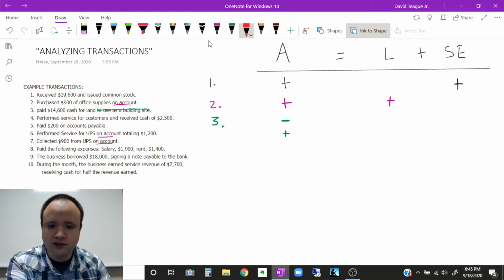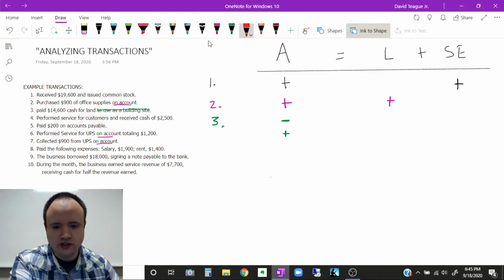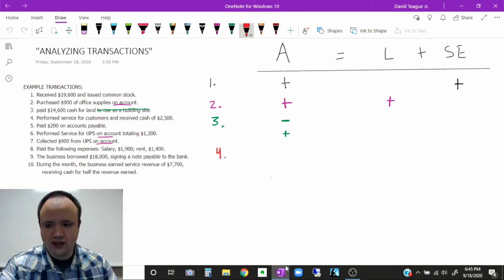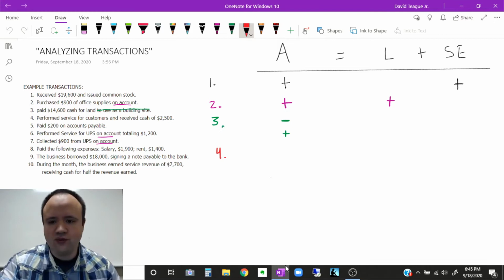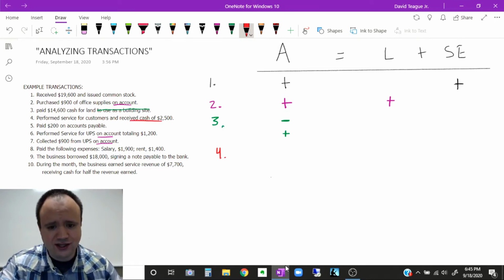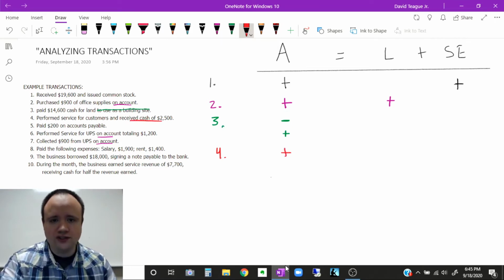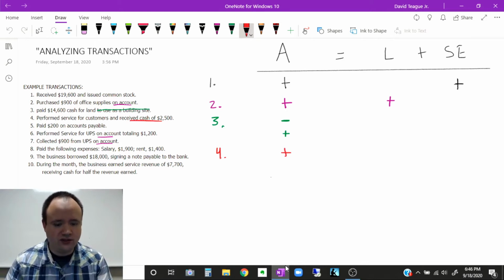We don't even need to put the numbers in there at this point to show that. It just has to be the case. It will always balance. So number four, we performed service for customers and received cash of $2,500. So again, we received cash. That's an asset going up right there. So you can usually see what's happening to cash and use it to get started.